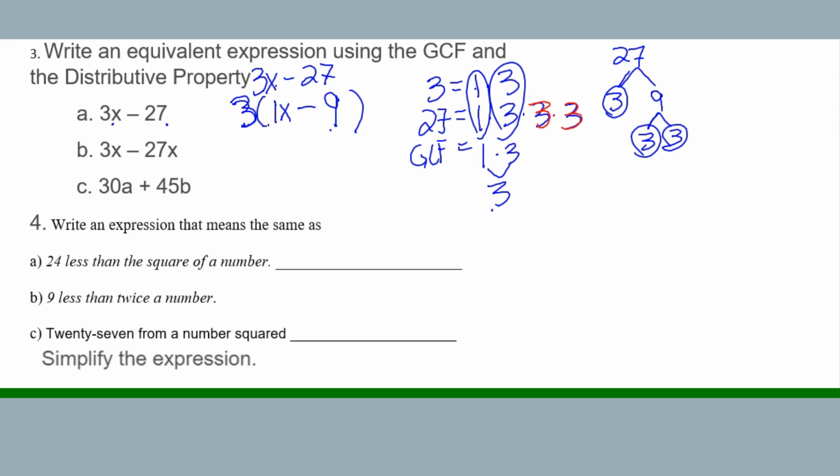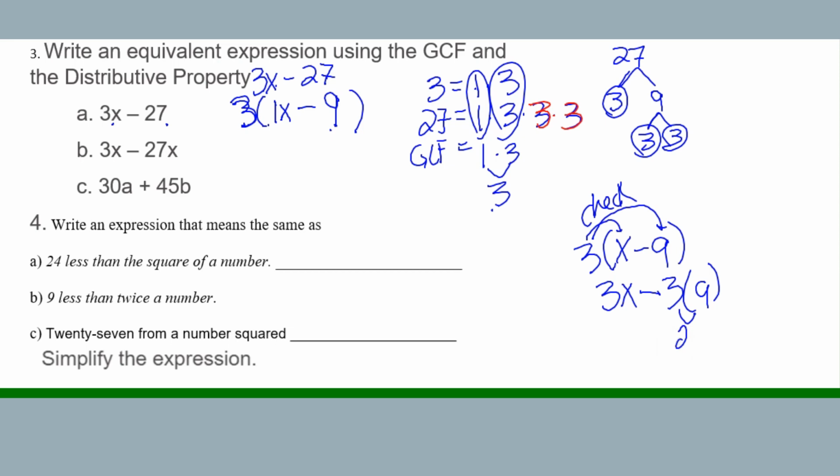And you can check it. Let's check to see if this is correct. 3 times x minus 9. So you would distribute the 3 back into both parts. So 3 times x is 3 times x minus 3 times 9. 3 times 9 is 27. So yes, these are equivalent by the greatest common factor and the distributive property. You just have to make sure 3 is the greatest common factor.